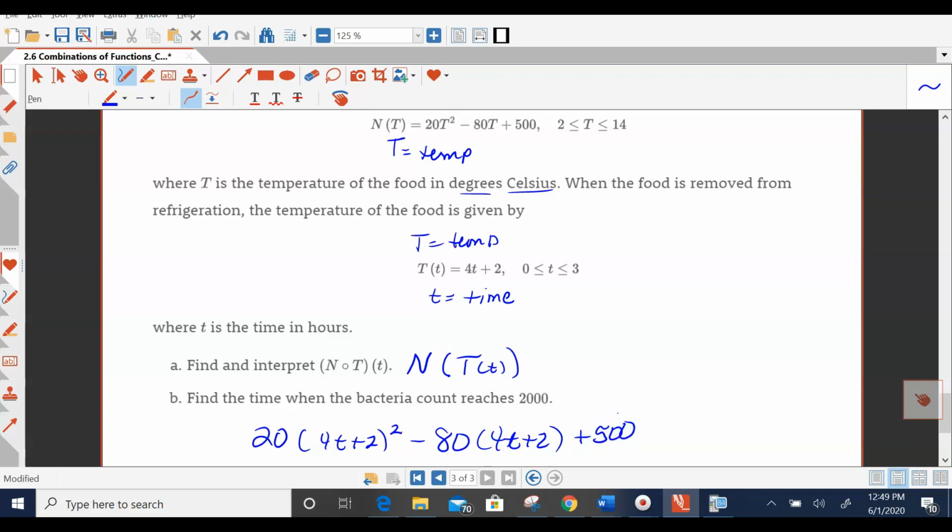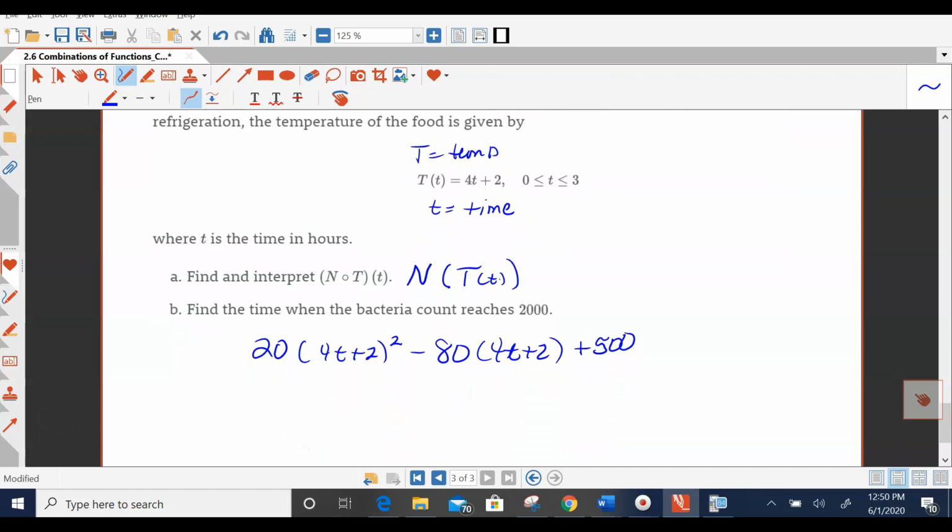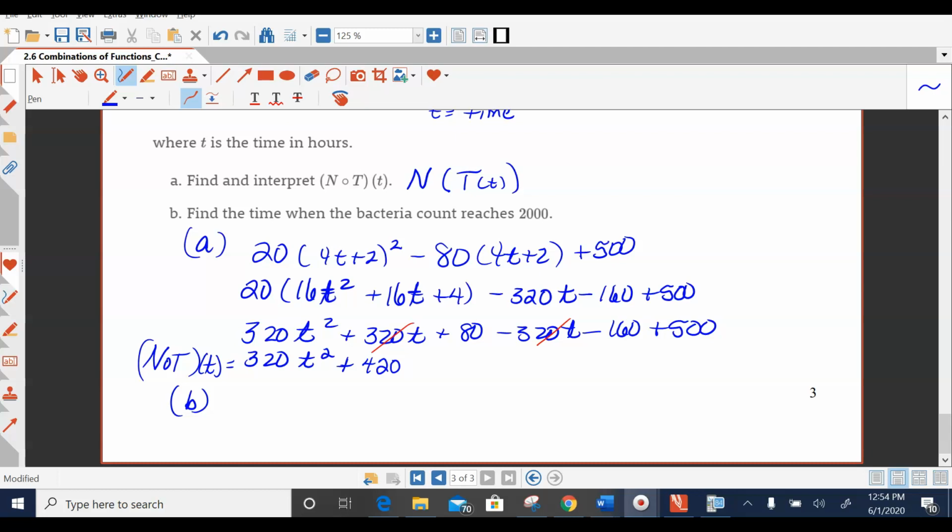That's what I get when I put the temperature function, the second function, into the first function, capital N, everywhere I have a t. Now work on cleaning that up. This is just working on part A. I'll pause it. Okay, so after multiplying and combining like terms, we end up with a composite function of 320t squared plus 420.